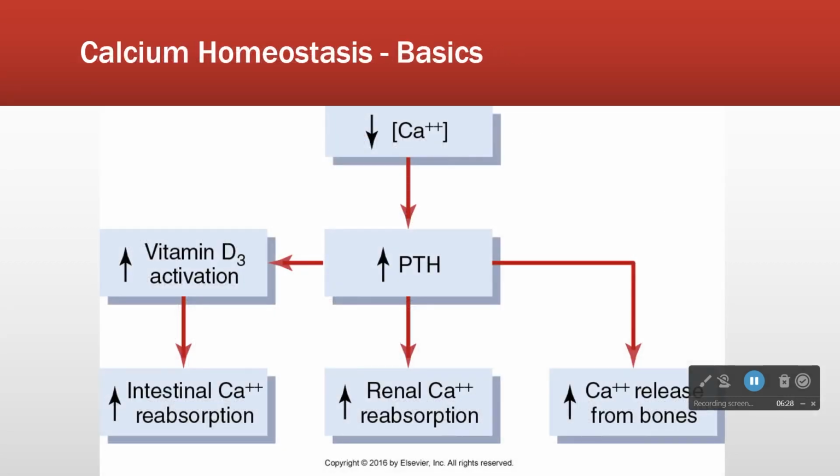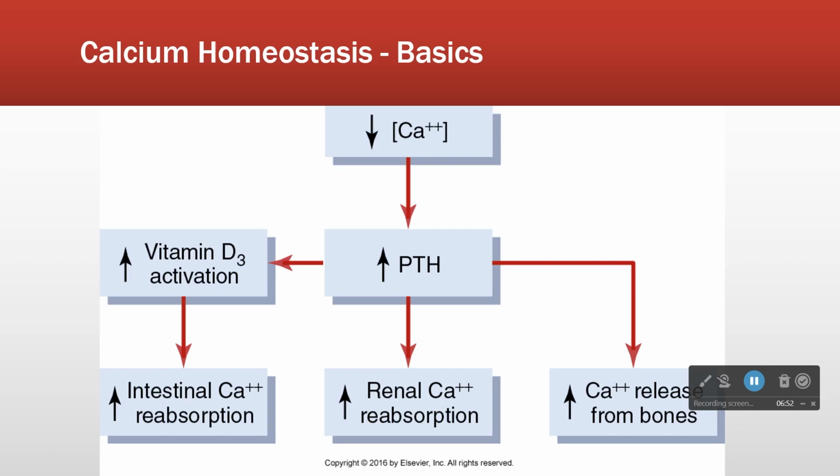All right, so let's look at the basics. So if we have a decrease in plasma calcium concentration, the detected response is at the parathyroid glands, which are in the parathyroid or near the thyroid gland. They sit at the back of the thyroid gland. There's 4 parathyroid glands.